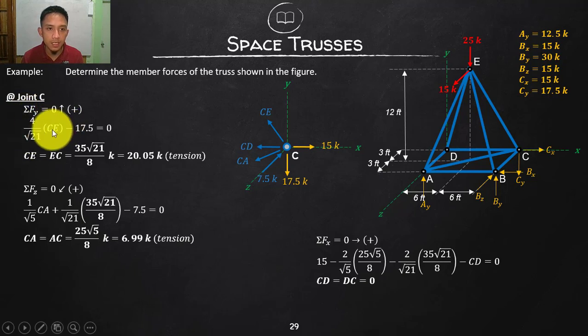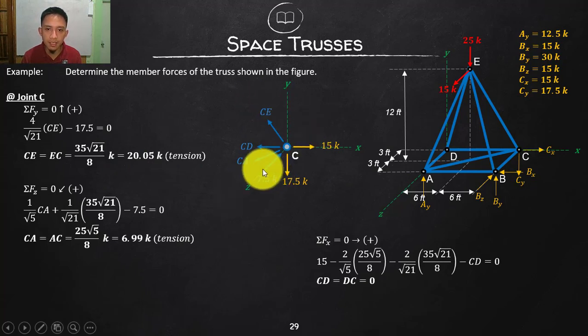And CE, do we know that one? No. And then what else is vertical? That is the only vertical. We do not have vertical for these 3 members here. And CX is not vertical, only your CY. So that is going down, negative. Simple algebra, you will have a positive 35 square root of 21 all over 8, or that is 20.05. Positive, so it means tension. Our assumption, tension, is correct. We already solved this one.